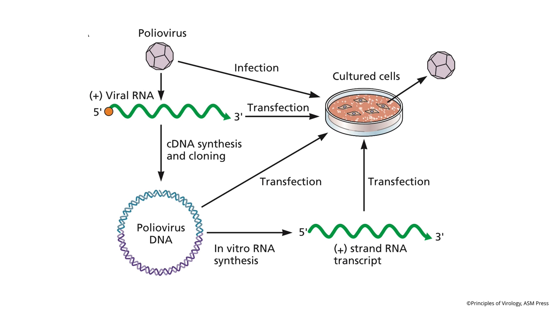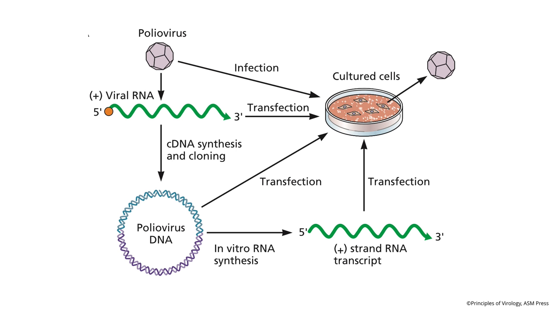And you can also put promoters for RNA synthesis in vitro into these plasmids and make RNA in vitro and transfect that into cells and initiate a cycle as well. The whole point of all this is that you can manipulate the virus. You can put genes in it. You can take genes out. You can study how it works. You can use it as a tool.